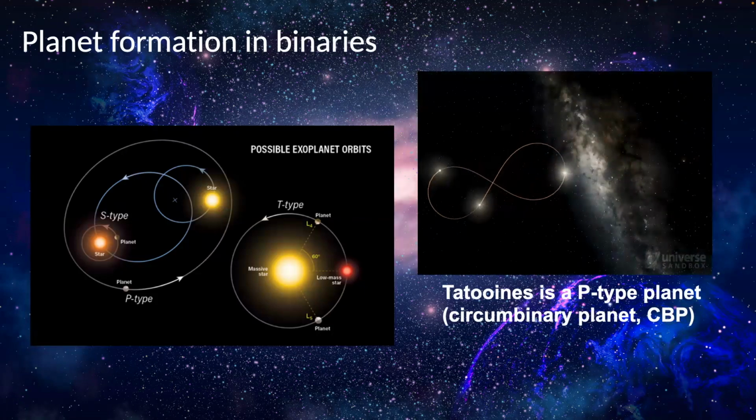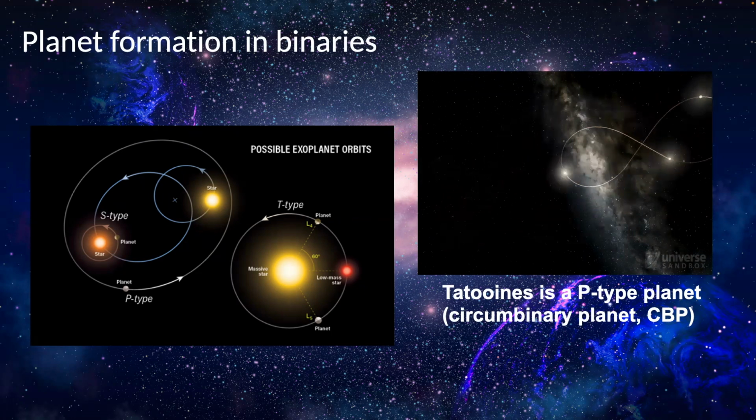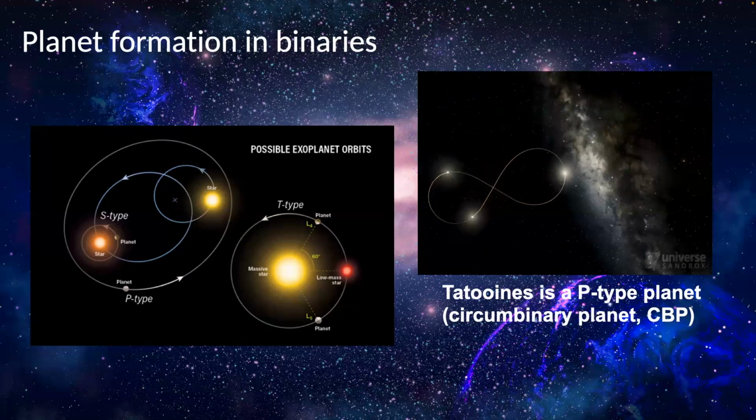Unlike a planet orbiting a single star, which is a two-body problem, a circumbinary planet is a three-body problem, so it's more unstable. So it can be a mechanism to produce free floating planets. You may think that if the planet is very close to the binary, it may get ejected from the system.